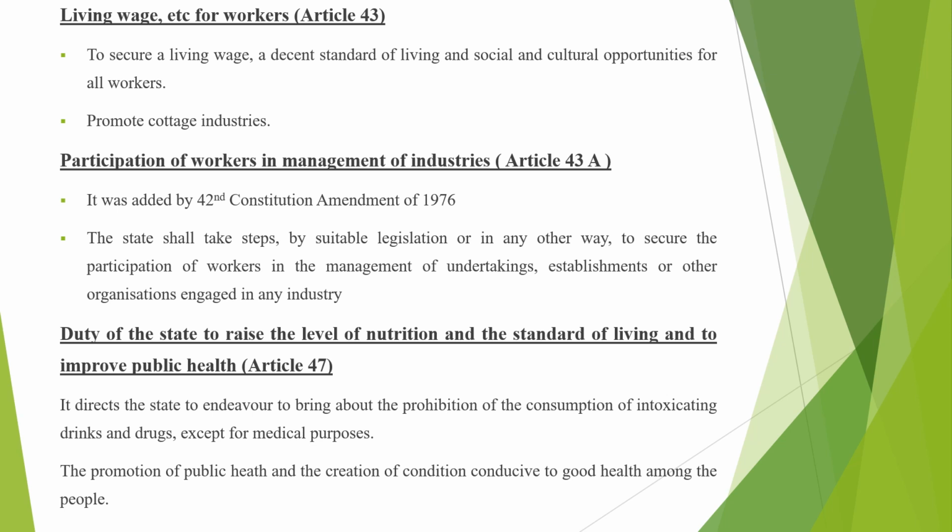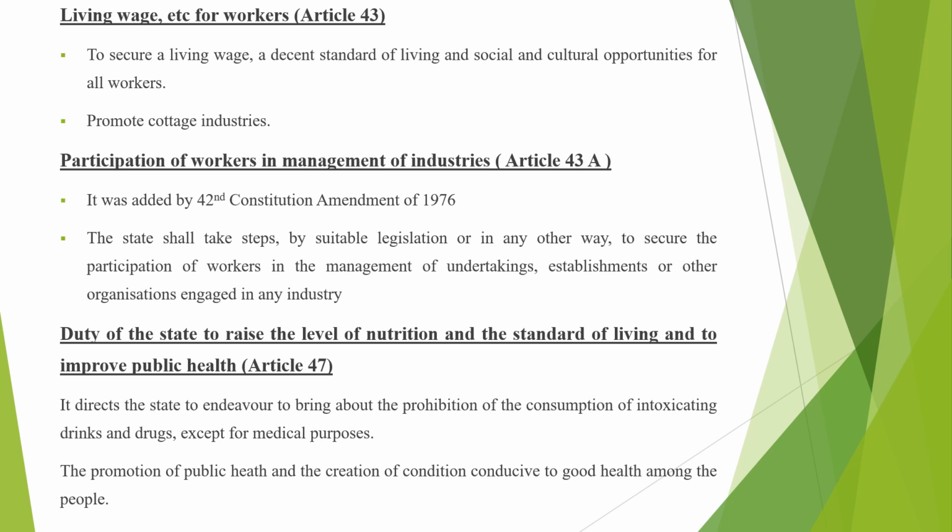It talks about promoting cottage industries in rural areas. These are small businesses run by local people, like making handicrafts or farming. By supporting these businesses, the government can create more jobs and help people in rural areas earn a living. So Article 43 is all about fairness for workers.